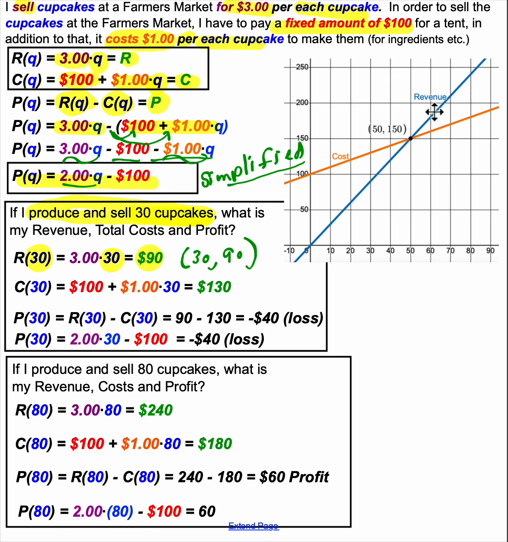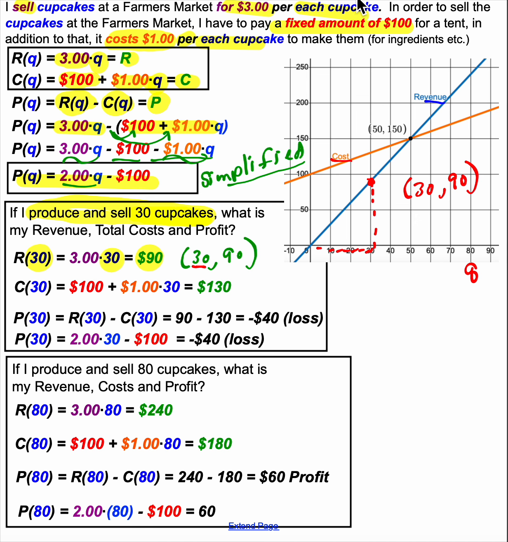And so I've actually graphed them here. This blue function is my revenue function here. And then this orange function is my cost function. So if I look at this, this is my quantity here, and then I've got both revenue and cost. So when I sell 30 items, I'm going to come over here to the quantity, and then I'm going to go up to my revenue function. So this point right here is when I sell 30 cupcakes, I have a revenue of $90. That's how I would interpret that as well.